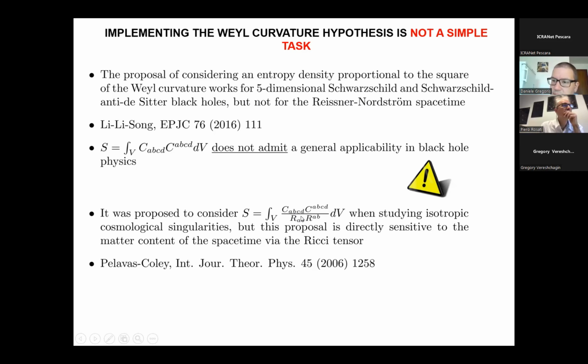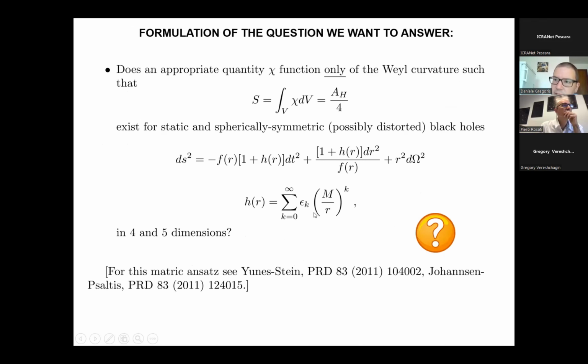Some other authors, in the context of cosmological singularities, argued to adopt instead this gravitational entropy density. But you see, this quantity is essentially the Weyl tensor, but rescaled by the Ricci tensor. As I told you, the Ricci tensor is given by Einstein equations, and so it is directly sensitive to the matter content of the spacetime, and therefore this quantity is not a measure of a pure gravitational field.